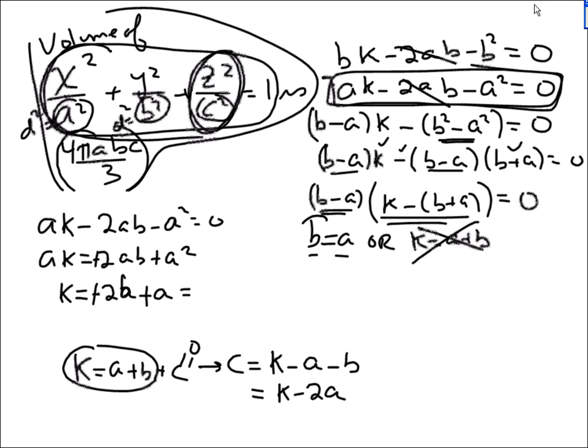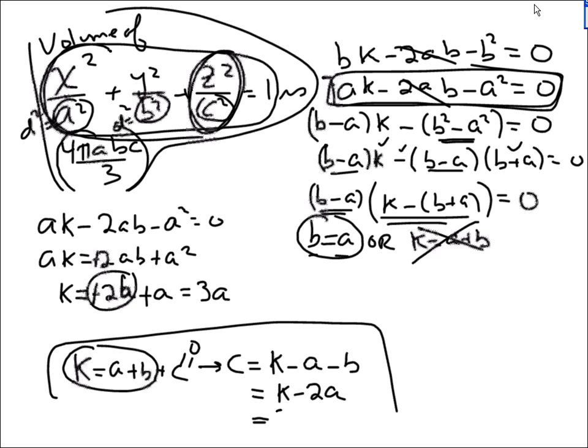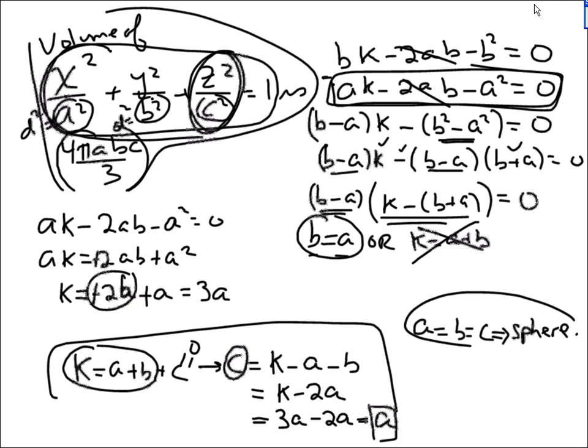But remember, we learned that b was a. So this is really 2a. So k is 2a plus a. k is really 3a, okay? And then we do what I just did down here, and with the knowledge that k is 3a, when you take away 2a, you get a. That is c is a. So we did conclude that a equals b equals c, which implies that this is the equation of a sphere. That finishes that problem. Let us do one more.